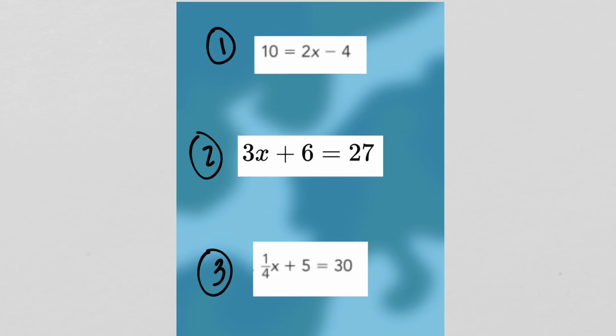So again, you have these 3 problems. You're going to work them on your own, and then there's going to be a question that pops up and asks you what you got for number 1, for number 2, and for number 3. So please make sure you're working these and figuring out what they are.